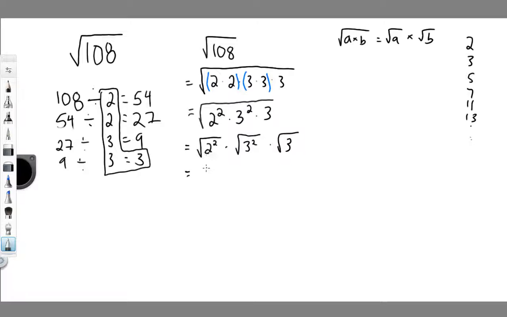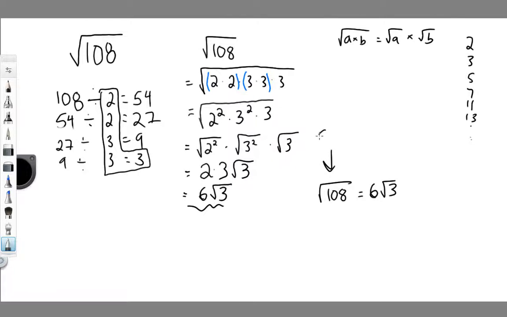So the square root of 2 squared is 2, times the square root of 3 squared is 3. That's 2 times 3 outside, and root 3 is not a perfect square, so we have to leave it alone. So we end up with 2 times 3, that's 6 root 3. And there it is: the square root of 108 is equal to 6 root 3. Some people might call this the entire radical, and this the mixed radical. That's a really great way of simplifying an entire radical to a mixed radical.